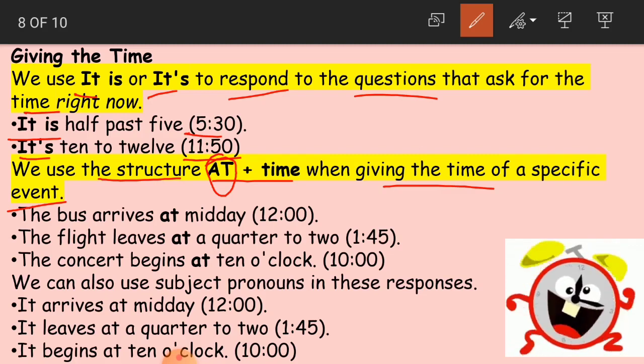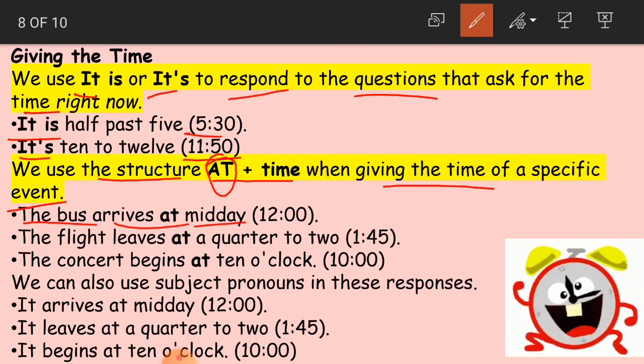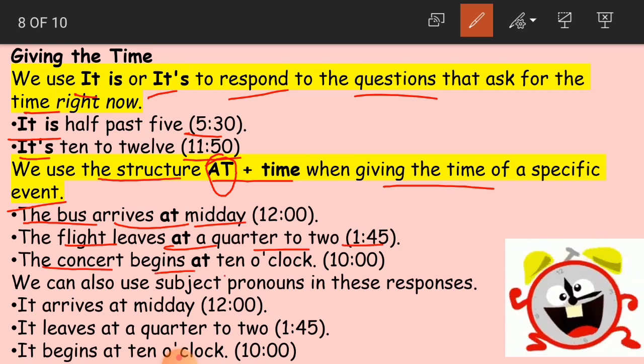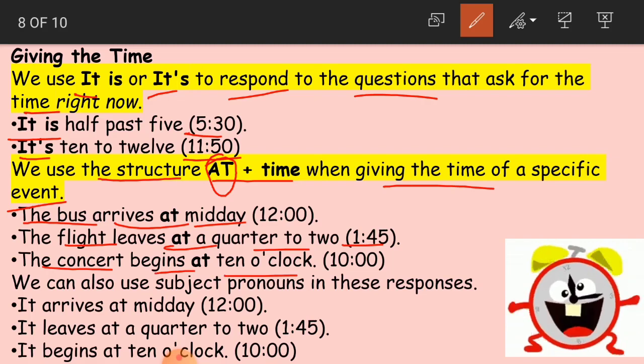Clear, children? See, the bus arrives at midday, that is 12 o'clock. The flight leaves at quarter to 2, that is 1:45. The concert begins at 10 o'clock, that is 10 o'clock.